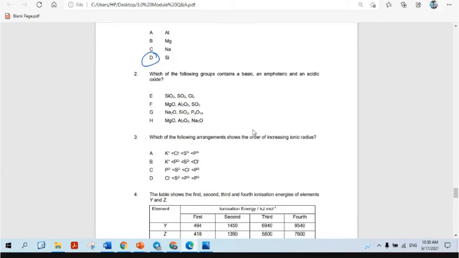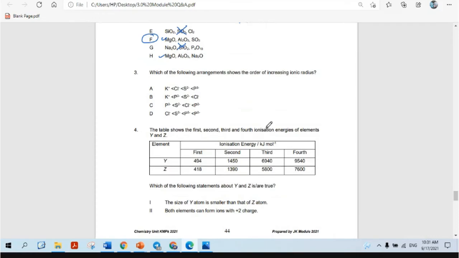Okay. Basic, amphoteric, acidic. As we know, amphoteric is only aluminium oxide. So out. So between F and H, which one? Basic must be metal. So yes, metal. And then acidic must be non-metal. So the answer? F. Okay, be careful.